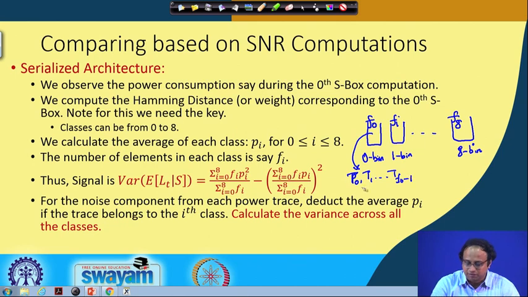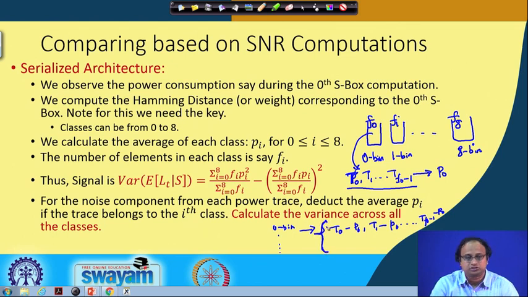I find the average for these and then subtract the average from these values. Suppose the average is P0. Then in my processing I make it T0 minus P0, then T1 minus P0, like this, up to T of F0 minus 1 minus P0. This is for the 0th bin. You have similarly the same for all the possible 8 bins, and then you find the variance of this distribution.